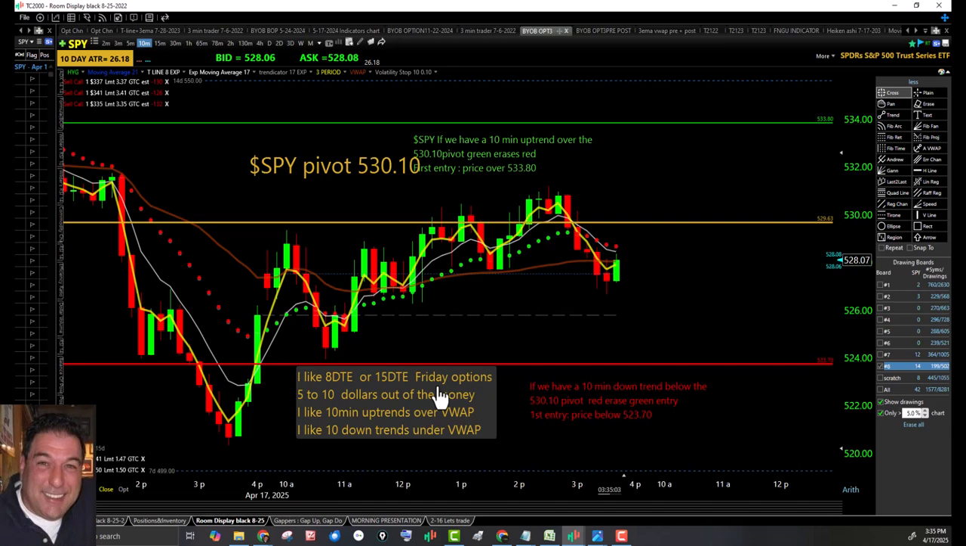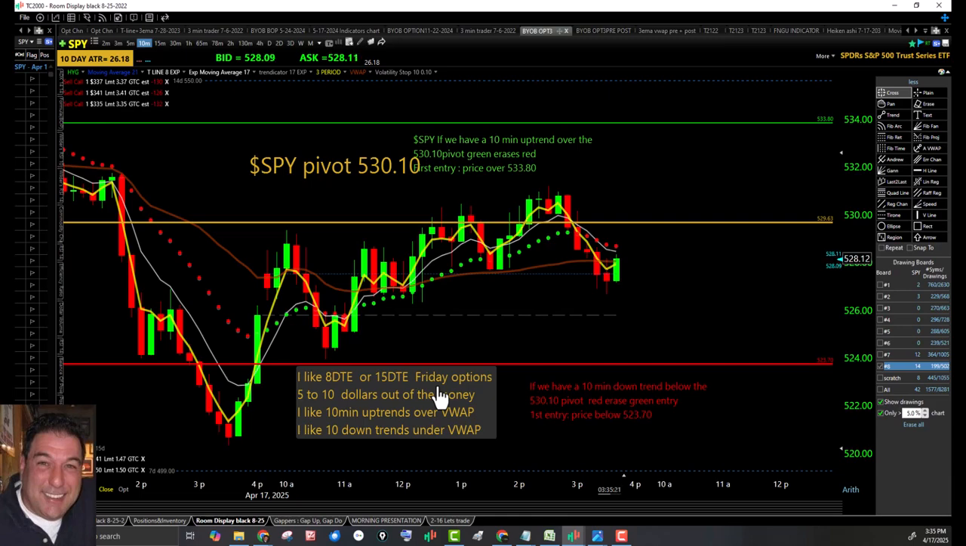What do we like? $5 to $10 out of the money because they're cheaper. They don't offer the performance that an in-the-money option would offer, but they still offer less risk when you're out of the money. And they're cheaper, and they're easier to start with when you're starting a new account.